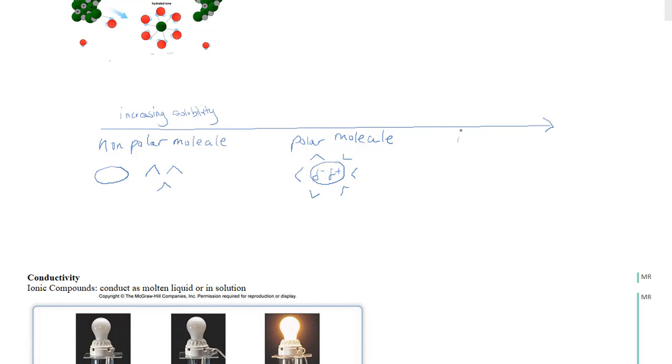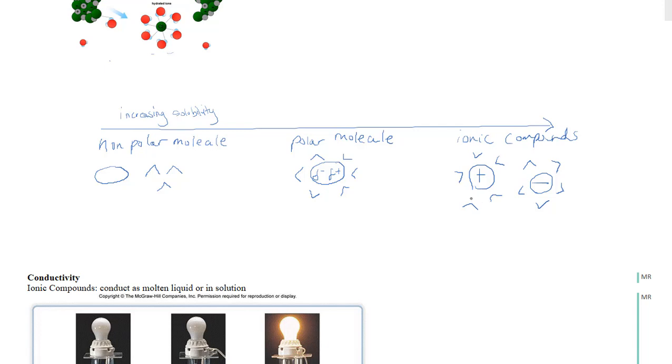Lastly, our most soluble out of the group are our ionic compounds. And that is because we have our positive ions and our negative ions. And the positive ions will be surrounded, forming an ion-dipole interaction with the water molecules, and as well the negative ions will form an ion-dipole interaction. So this is a more simplistic view of the more complex diagrams that are above, but it's showing the same principle. And this will also lead us into our discussion of conductivity.